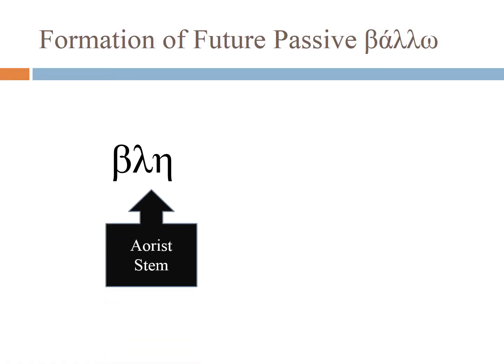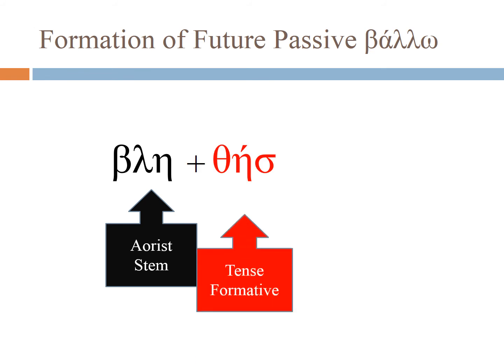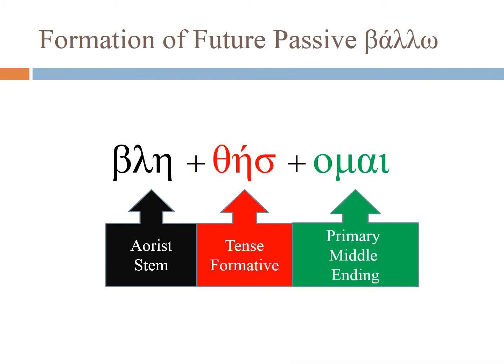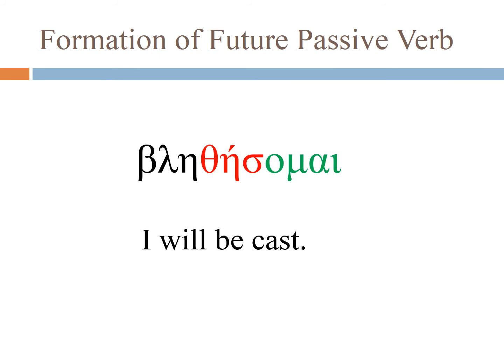Formation of future passive of βάλλω. We're going to start with the aorist stem, which is βλη, and then we're going to put the tense formative in, θησ, and primary middle endings, in this case, ομαι, first person singular. And we get βληθήσομαι, I will be cast.